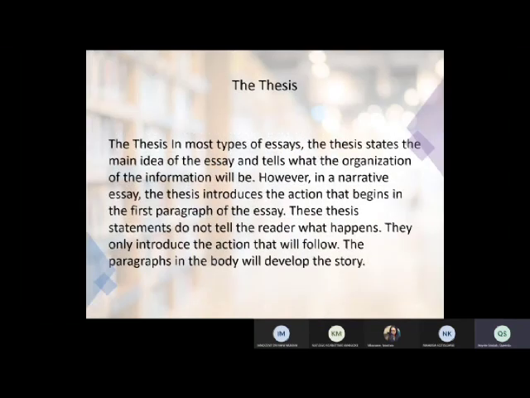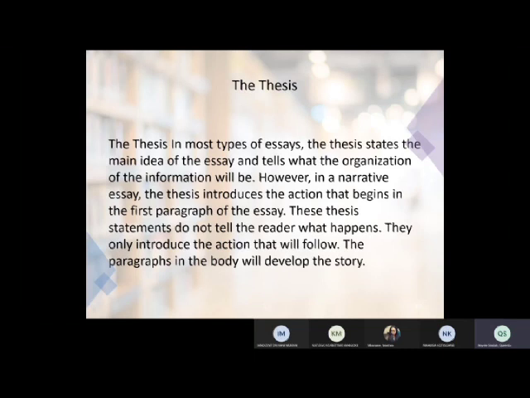Then the thesis is the most important thing as well in the organization. However, in the narrative essay, the thesis introduces the action that begins in the first paragraph of the essay. So the thesis in the narrative essay is the statement that does not tell the readers what happens. It only introduces the action that will follow. So the paragraphs in the body will develop the story. So you simply tell the reader that this essay will be addressing 1, 2, 3, and 4.